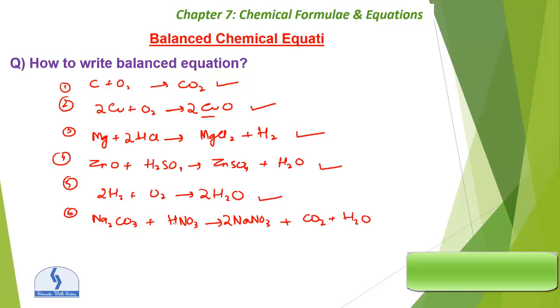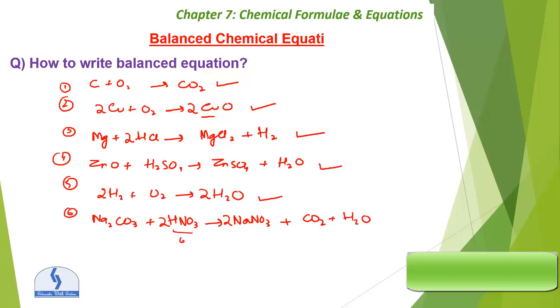Yes, what about hydrogen? We are writing 2 hydrogen over here. Right, 2 hydrogen on both sides. Nitrogen, 2 nitrogen on both sides. Right, and what about the carbon? Carbon is balanced. Oxygen, 3 and 3 2s.